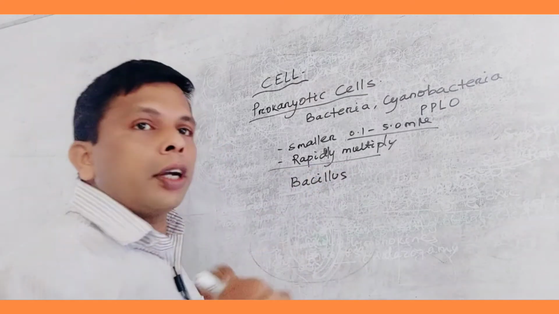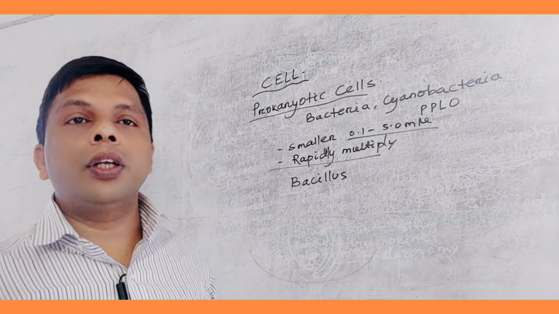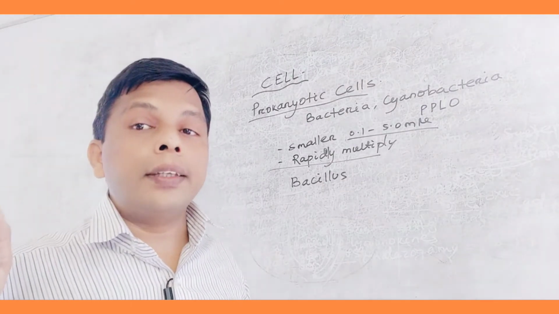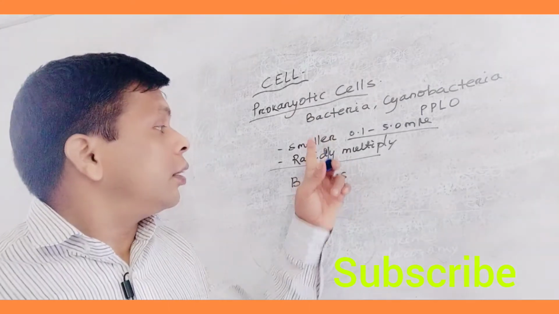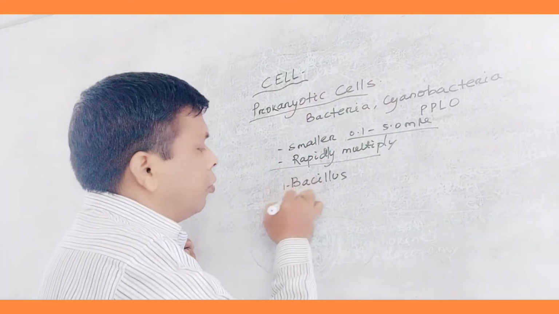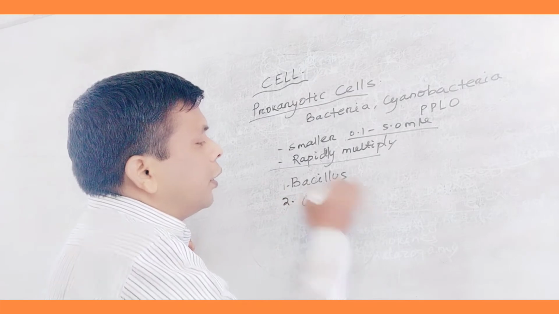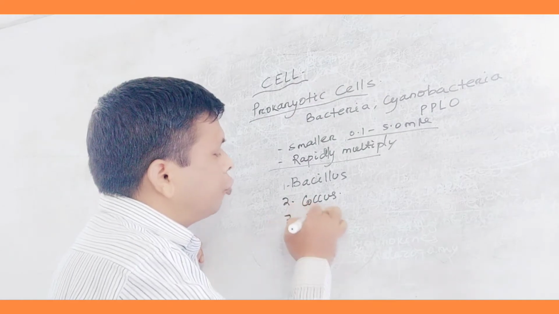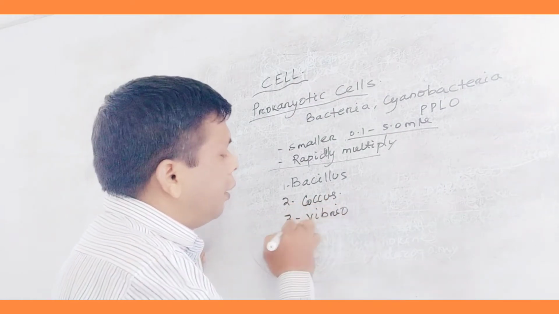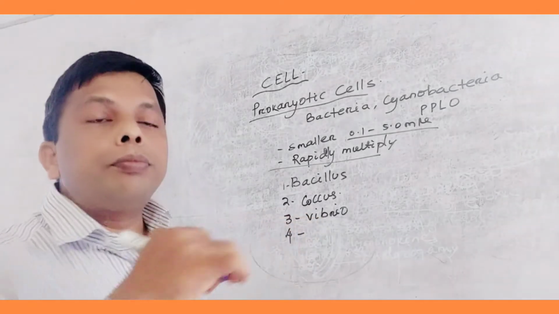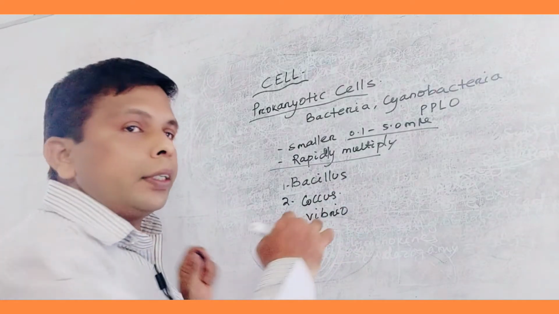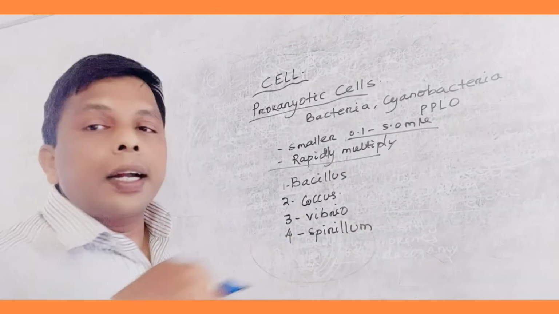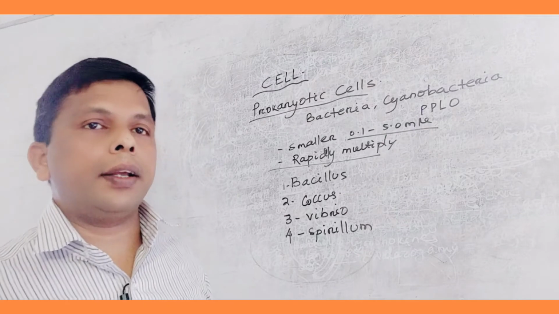We can take the example of Bacillus acidophilus and Bacillus thuringiensis. These are the bacillus type, when rod shaped. When it is spherical, it is called coccus. When it is comma shaped, it is called vibrio. When it is spiral shaped, it is called spirillum. These are classified according to the shape of the bacteria.